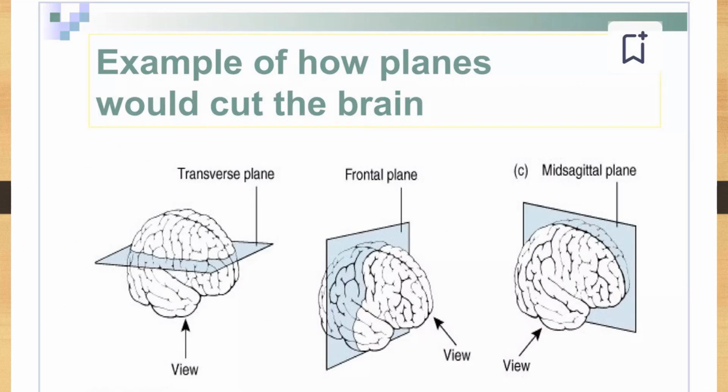Okay, so we'll look at some planes. Very important. This one too can be a bit confusing. So this is the brain. When you cut the brain across, this is the transverse view. It's going through the brain. Now this is a frontal view. Look at how the plane is going. The frontal plane is also called the coronal plane. Then we have the mid-sagittal plane.